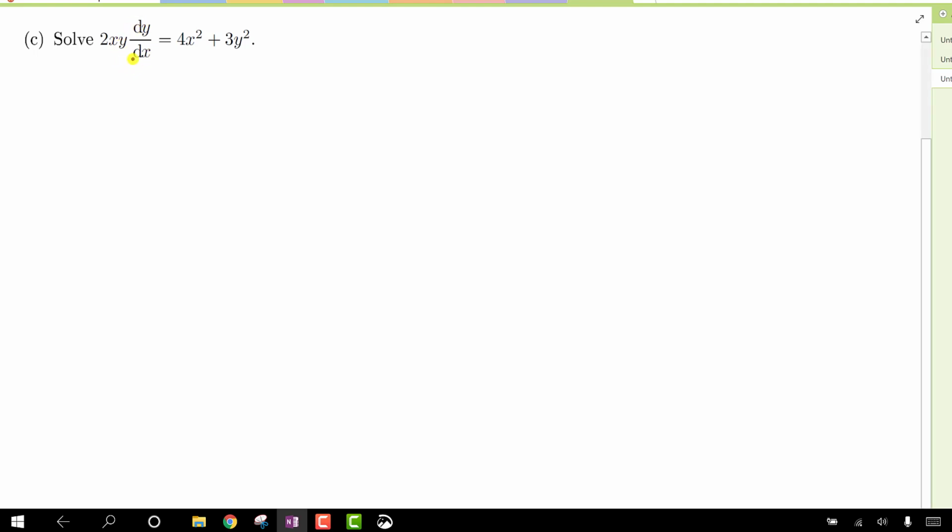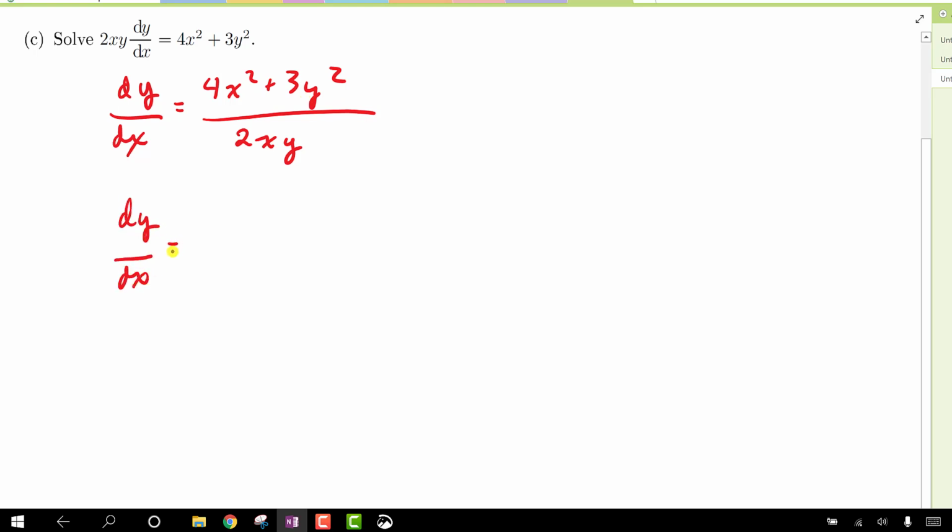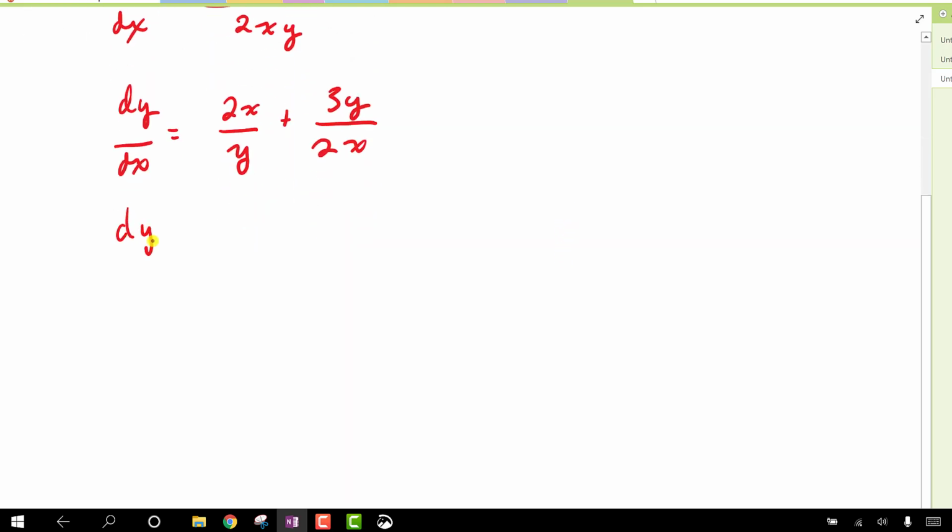If I go ahead and isolate the derivative expression, we get dy/dx is equal to (4x² + 3y²) all over 2xy. I can divide the 2xy into both terms in the numerator. This gives me dy/dx is equal to 2x/y + 3y/2x. Let's clean that up to make it easier to see our substitution: 2 times x over y plus 3 halves times y over x.